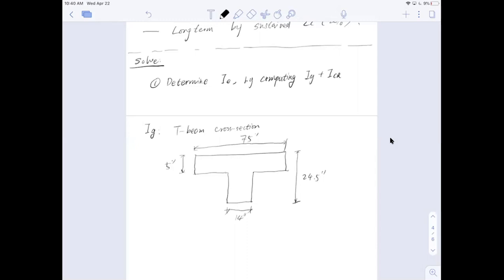Okay, so this is the total cross section. To save some time, you already know how to do the moment of inertia for this section. I actually already calculated the centroid of it, or the neutral axis right here.